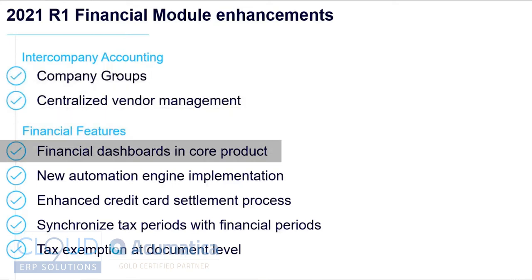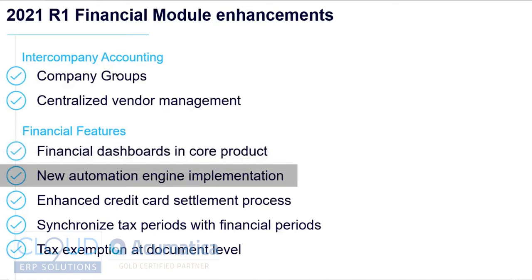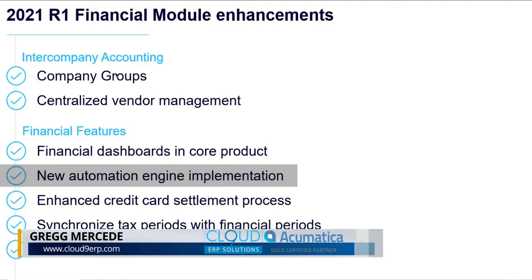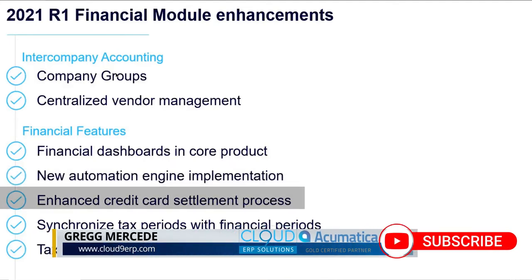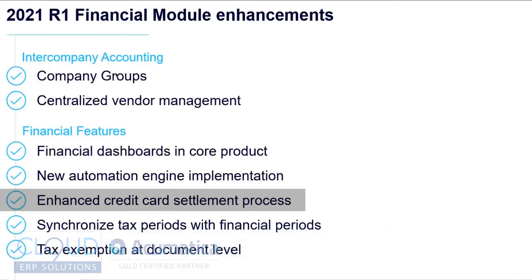Additionally, now when you install Acumatica fresh, the financial dashboards are provided in the core product. You won't have to create them from scratch. The automation workflow engine that we've shown in other videos has now been extended to the financial screens. In Acumatica, there's an enhanced credit card settlement process. If you used authorize.net, you won't be able to show that today, but that is a new feature that's coming into 2021 R1.